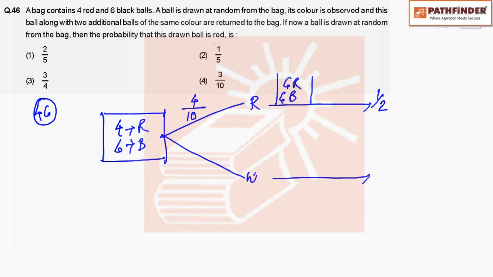And again, if we are getting a white ball, or black ball, it is typed as a black ball. Choosing 1 black ball is 6 by 10, and if the black ball is chosen, then in our new urn 2 black balls will be added. So 4 red balls and 8 black balls will be there. After that, choosing one more red ball is 1 by 3. So what is the required probability? How much?